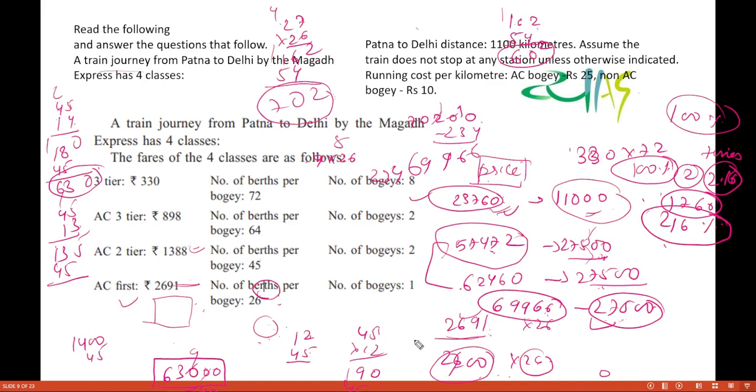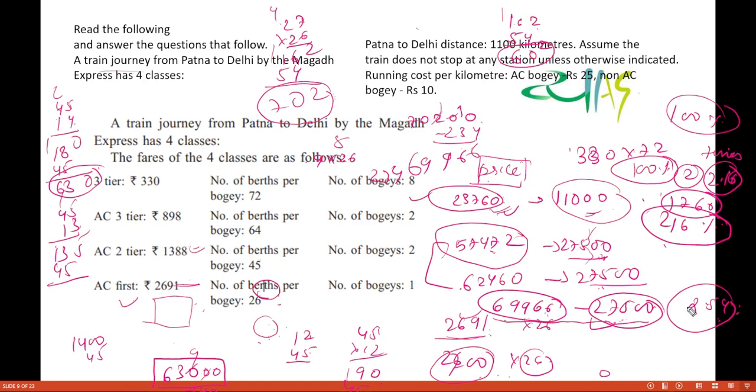216% profit. And when you do this, this 2691, this AC first, how much profit are you going to get? 69966 divided by 27500. So this is 2.54 times, that means this becomes 2.54 times.